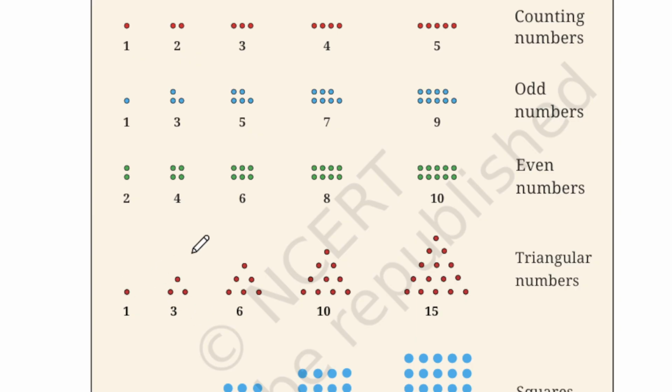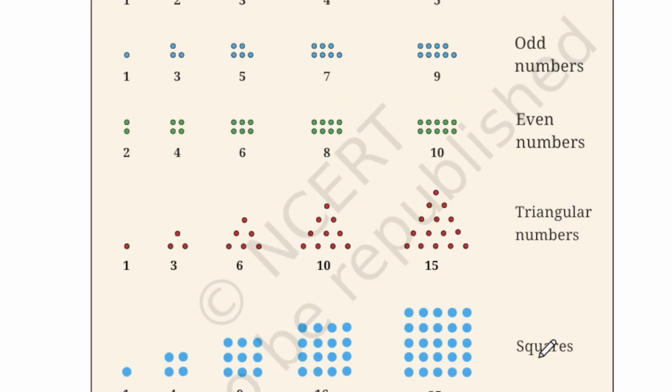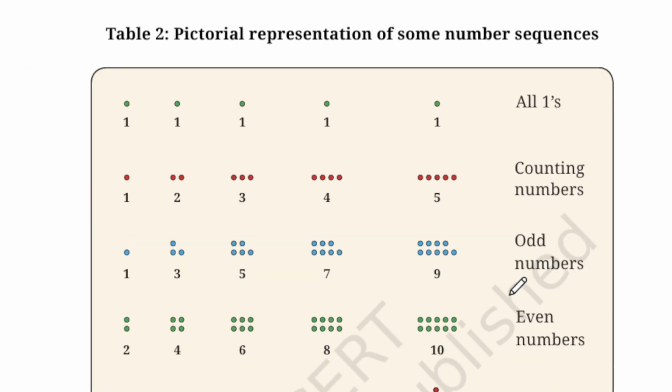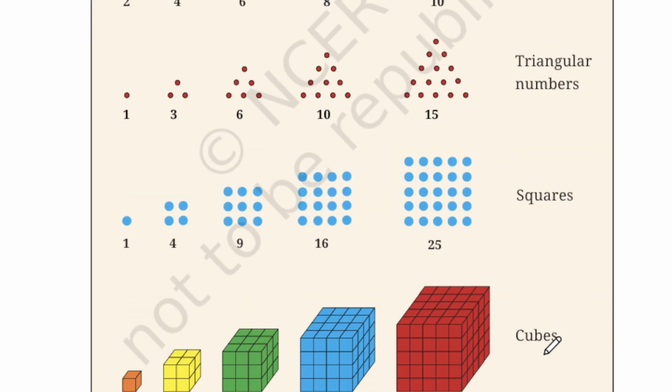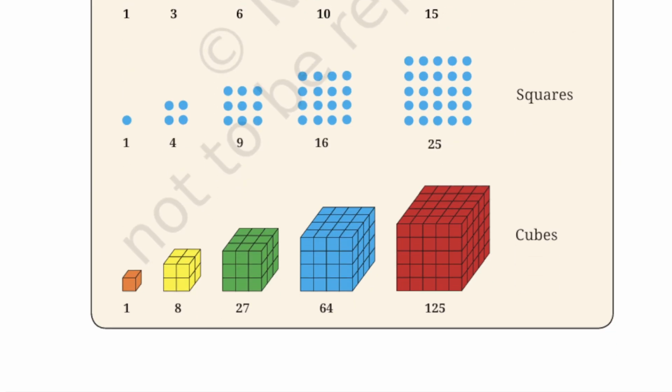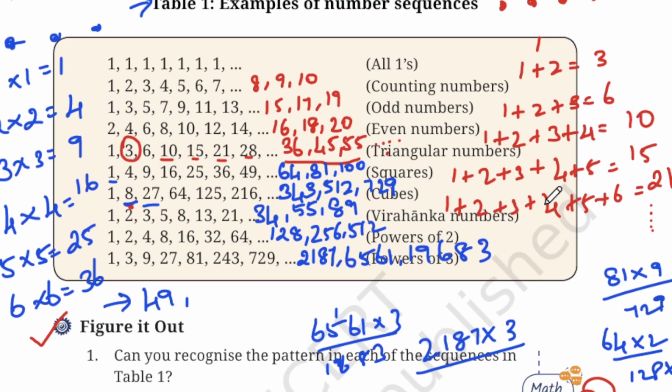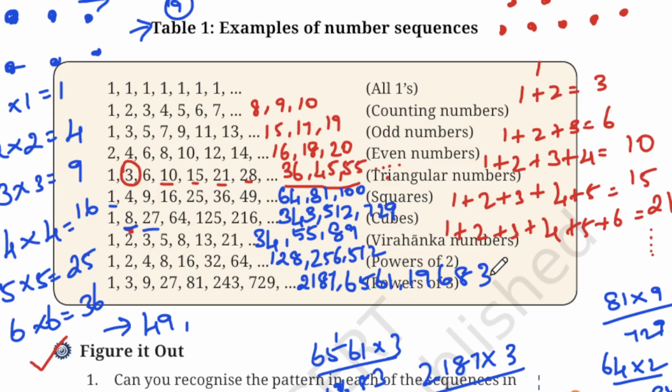Then triangular numbers. I already explained, right, the dot thing. So they have done 1, 3, 6, 10 and 15. Those who are already following the videos can easily understand this pictorial representation, because in the first video I explained everything in this sequence only. So then we have squares and cubes: 1, 8, 27, 64, 125. If you want, you can see this one also for the next numbers.